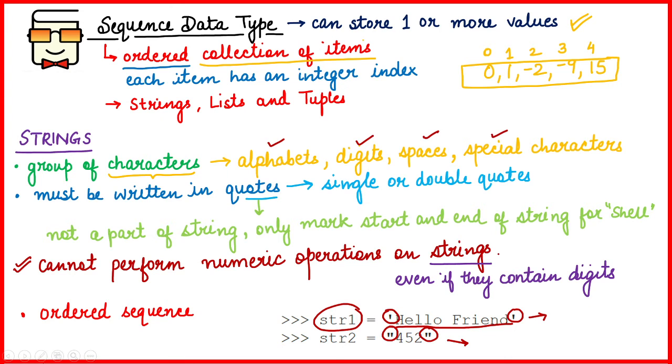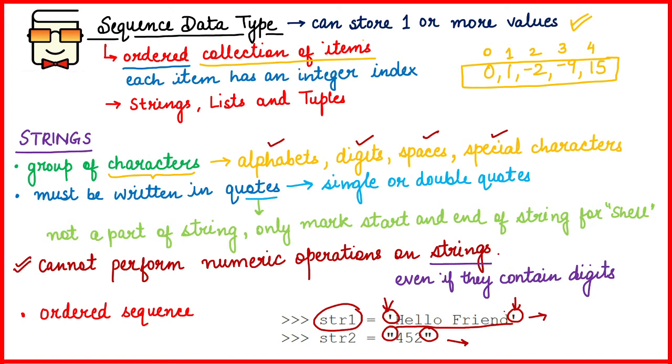These quotation marks are not a part of the string. They are not present in the string. They just tell the Python shell that this is the beginning of the string and this is the end of the string. So the starting quote will tell the Python interpreter that after this particular character the string value begins, and the string value has ended before this last quotation mark.